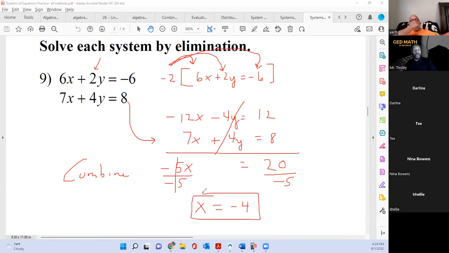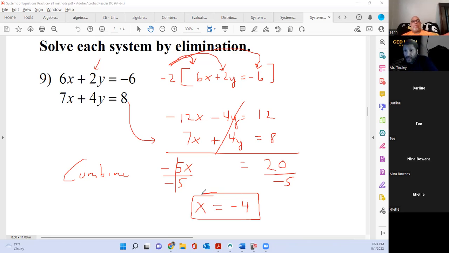Now we solve for x. We have x. Are we done with this system of equations? No. What must we do next? You got to do the bottom, 7x plus 4y equals 8. Once we have x, what do we want to do? Plug it in. We can plug it in.